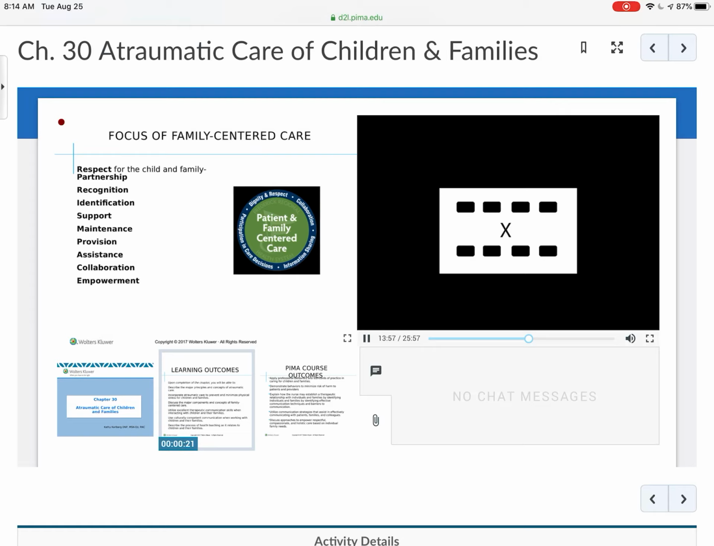Honest, so provision of honest, unbiased information. They want to know the truth, and that's really important. Not only giving them that information, but listening to them too. Assistance with anything that they need. Again, we have resources. There's always a hospital chaplain if that's something that they want. Collaboration with them, that goes back to those care rounds that they're doing.